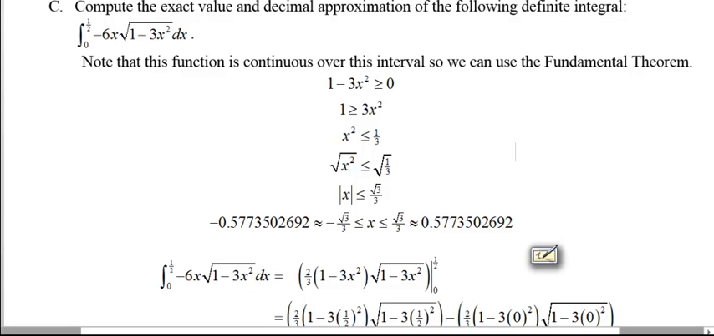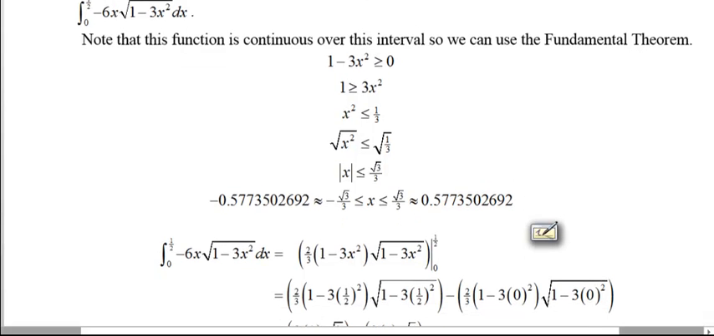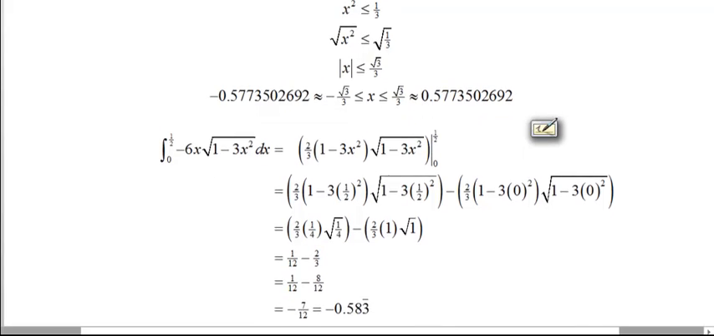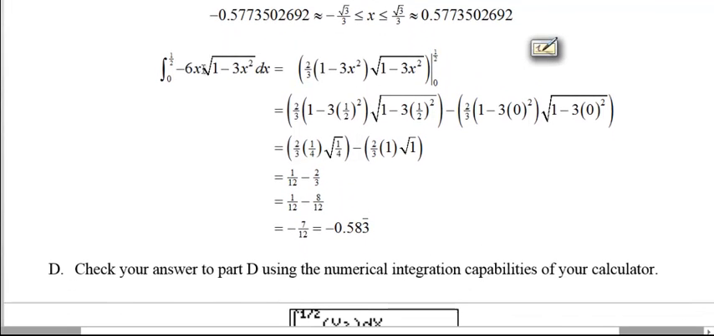The negative 6x part's always defined. The multiplication is defined. It's a matter of the square root being defined. And this function is continuous where it's defined. So in fact this is going to work. Now when we do a check with the calculator, we're going to have to make sure our x's are in between these values, or we're just going to get error messages. Okay, so we can use the fundamental theorem. That's important.